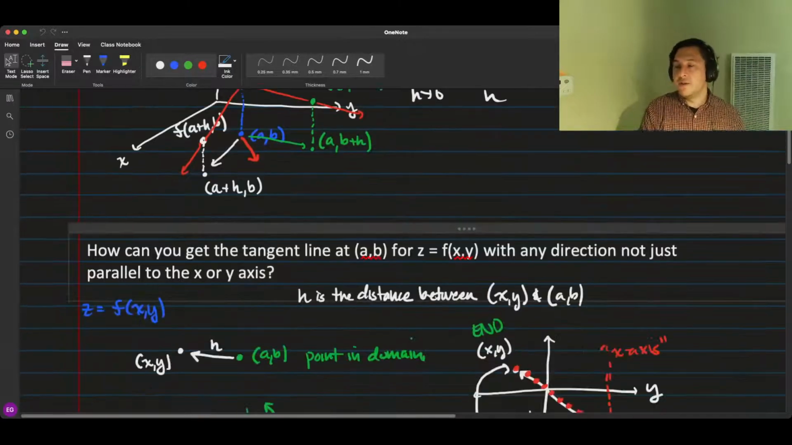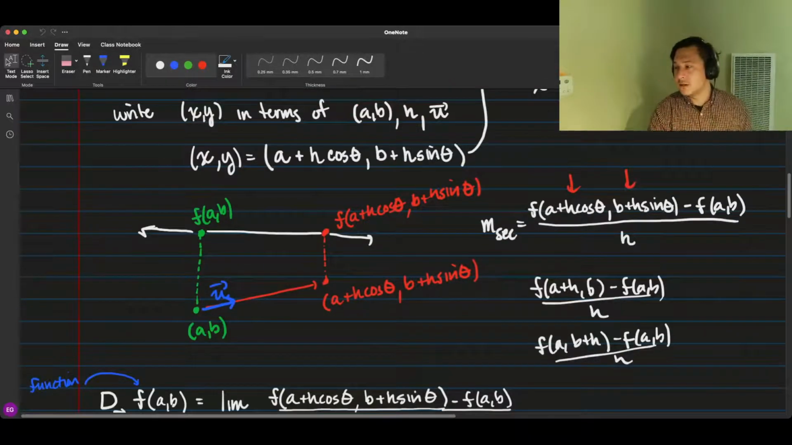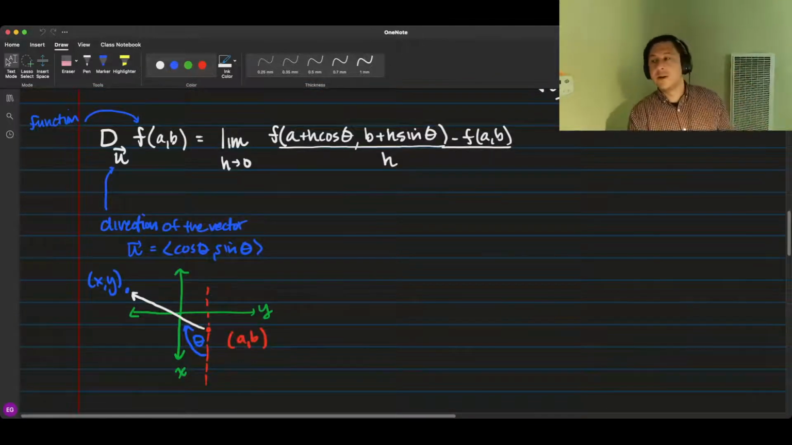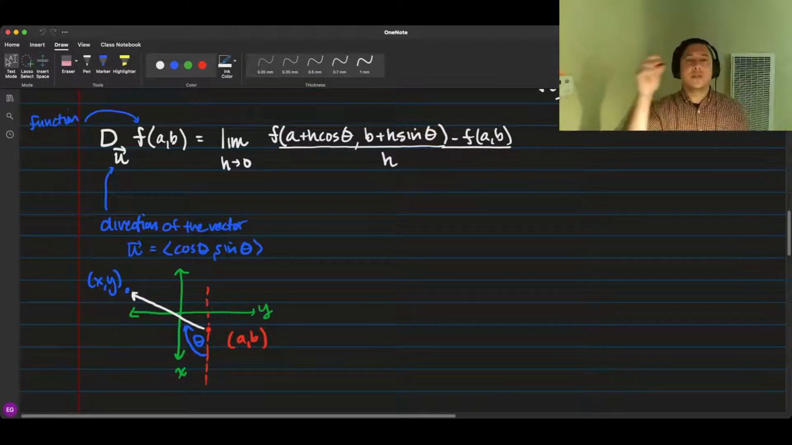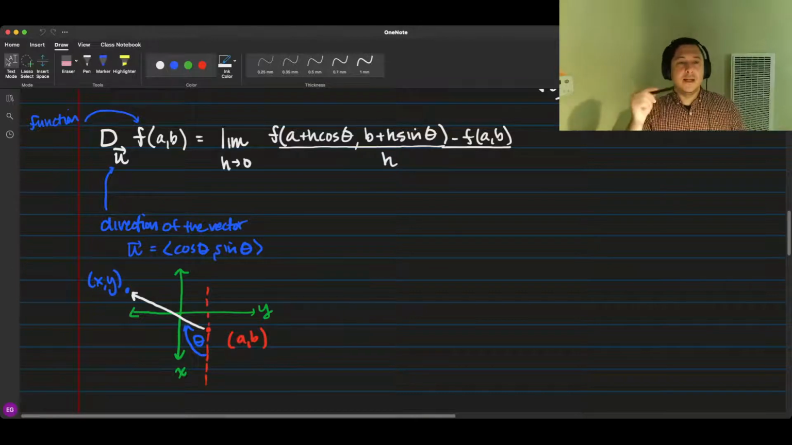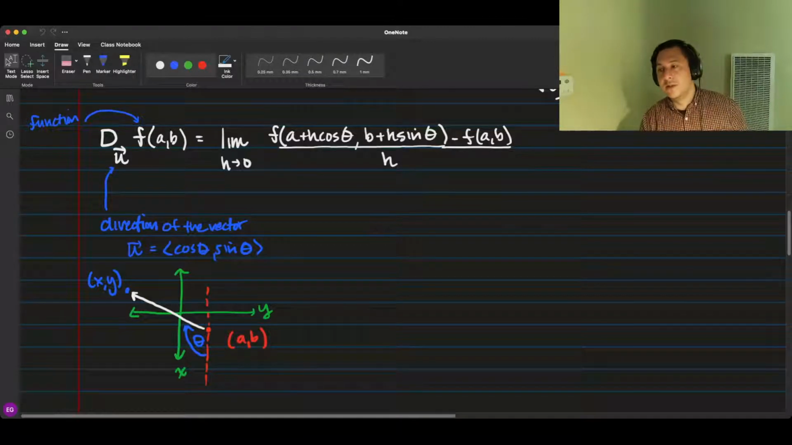So we started wondering, what if you want the derivative in some random direction? So we came up with a direction given by the vector u. Remember, you get your other point by rotating some distance away from the parallel to the x-axis, and then you move in that direction. So u is some vector which points in the direction you want. The angle theta tells you what direction you're pointing in with respect to the positive x-axis, and then you get this formula: the directional derivative of f at a comma b in the direction of u is the limit as h goes to 0 of f of a plus h cosine theta comma b plus h sine theta, minus f of a comma b, all over h.